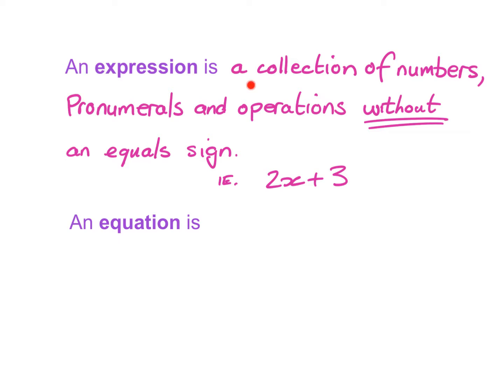Well, an expression is a collection of numbers, pronumerals and operations without, and that's the important thing, an equal sign in it. So we can see over here that this is an expression. We have a number, we have a pronumeral, and we have an operation. And here we have another number. So it has no equal sign.